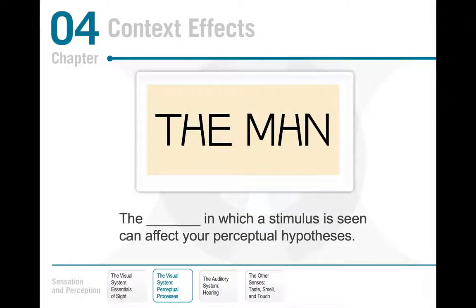The context in which a stimulus is seen can affect your perceptual hypotheses. The middle character in the word on the left is assumed to be an H, whereas in the word on the right, the same character is assumed to be an A. In addition to showing the potential influence of context, this example shows the power of expectations in top-down processing.